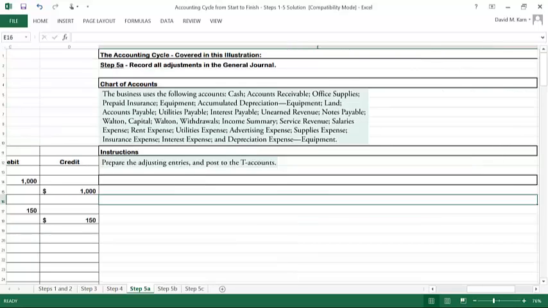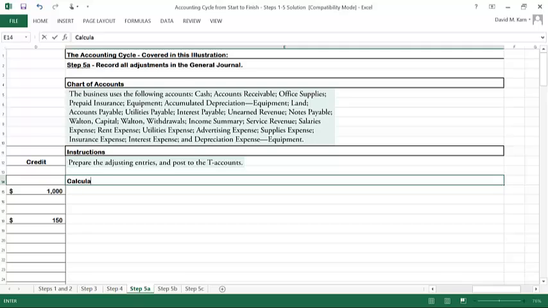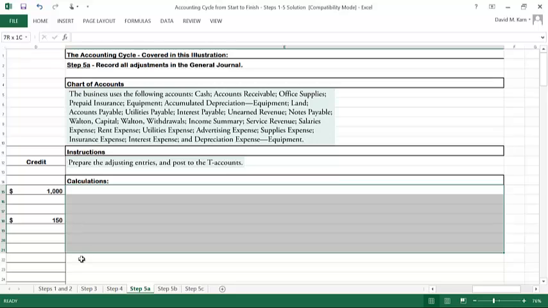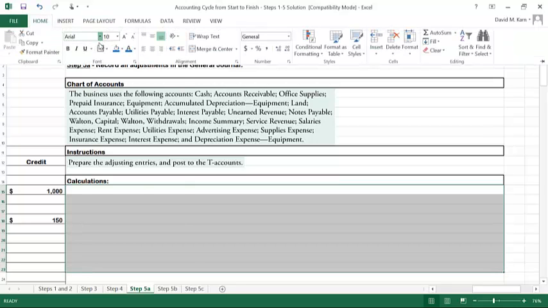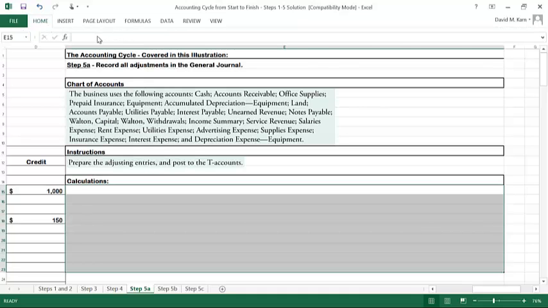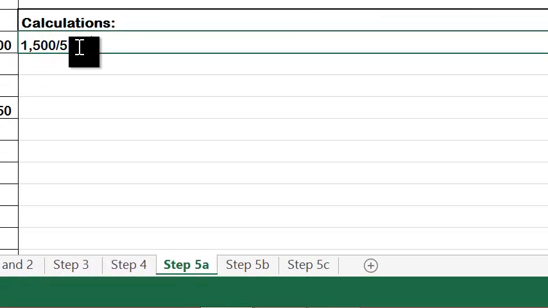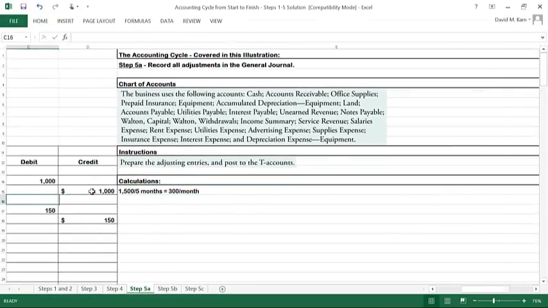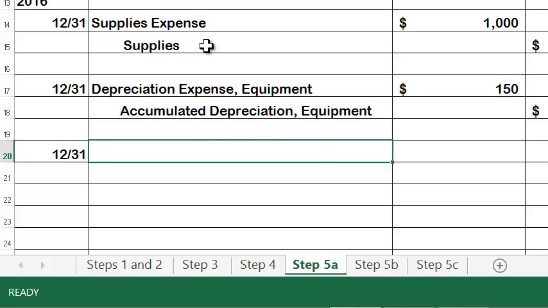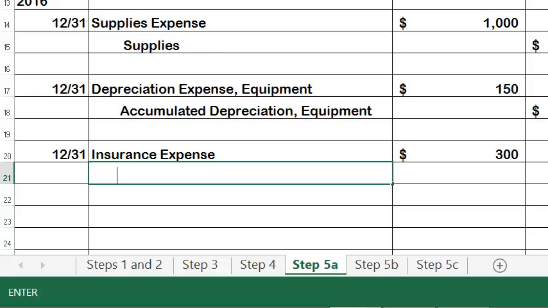So we have $1,500 divided by 5 months. So let's just write that over here, some calculations over here. $1,500. Let's make that a little larger for us so we can read it. Okay, so 1,500 divided by 5 months, and that comes out to $300 per month. And again, we've only had 1 month expire or been consumed or used up. So again, we would debit, in this case, insurance expense, and for the $300 figure, we would credit and reduce our prepaid insurance.